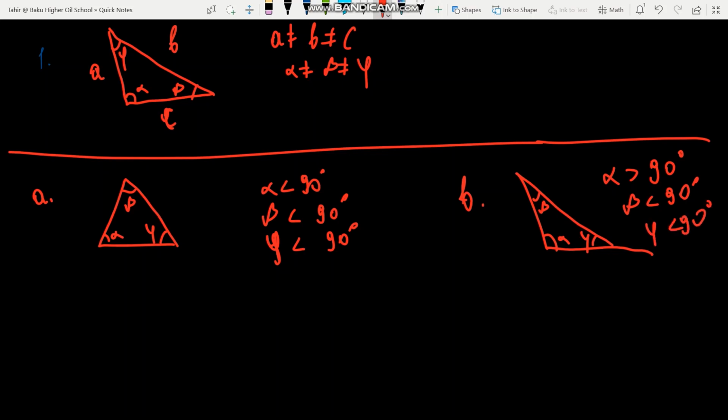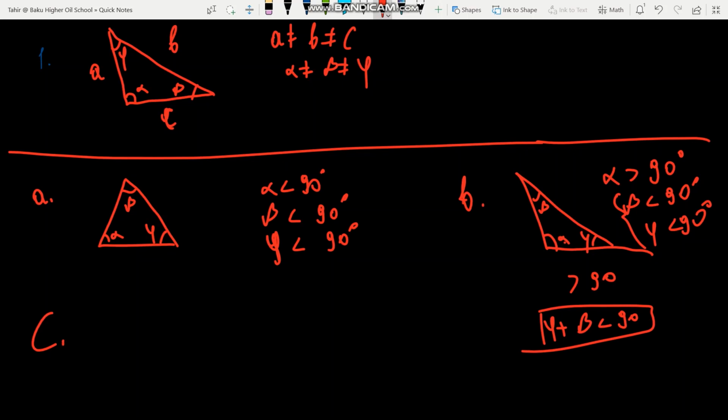You can ask why beta and phi are less than 90. The sum of all the angles of the triangle is equal to 180, and if this one is higher than 90, what is left is the situation that phi plus beta is less than 90, in order to make the sum equal to 180 degrees.